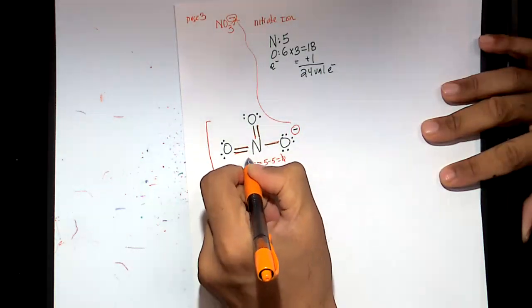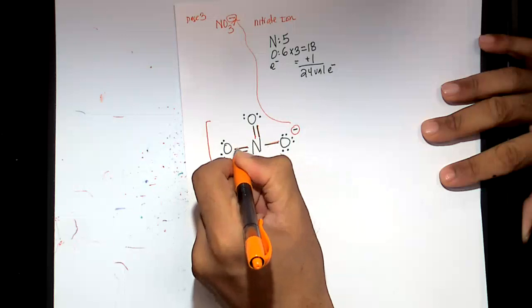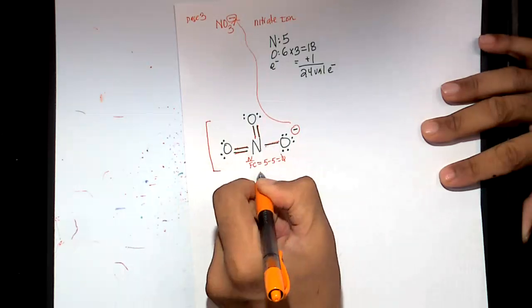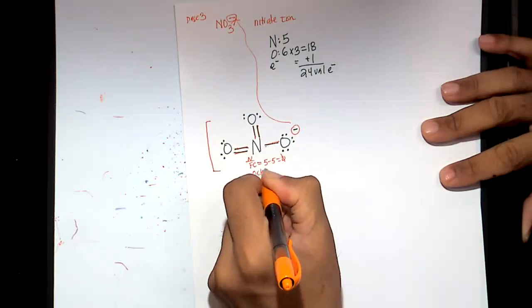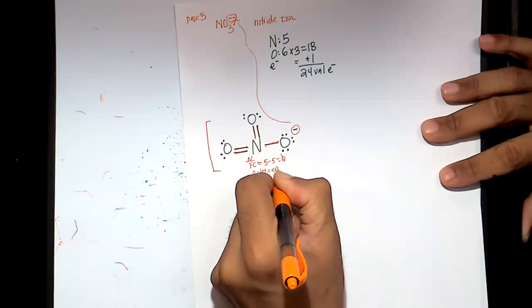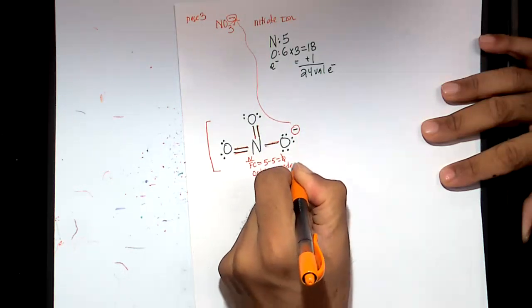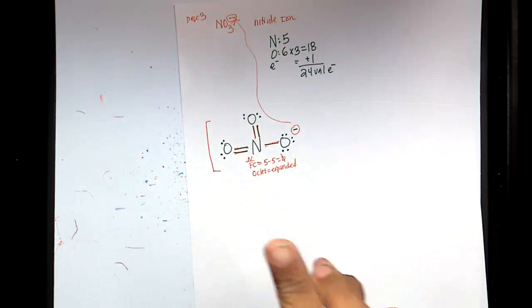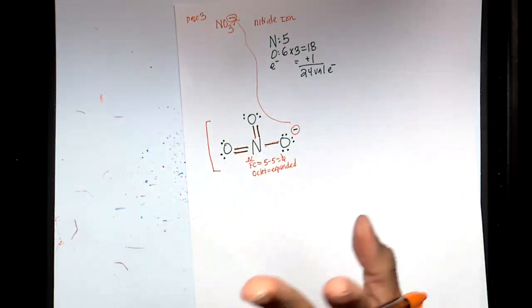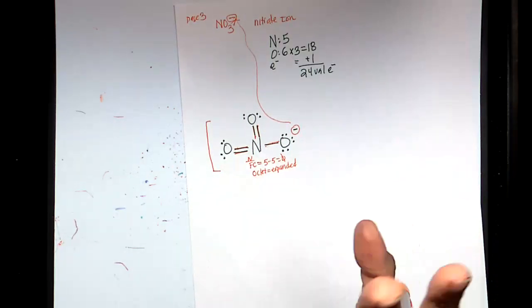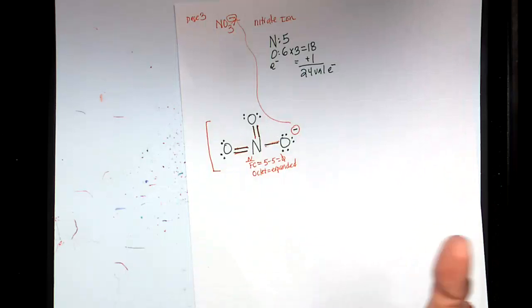Octet rule for this nitrogen. 1, 2, 3, 4, 5, 6, 7, 8, 9, 10. Okay, we call that an expanded octet, and that's fine. Okay, this is the best structure. If you do any other maneuvering, you're going to get formal charges here and there. This is the best structure.